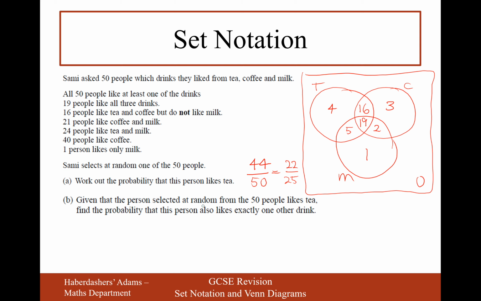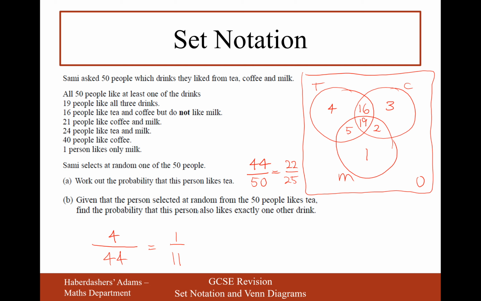Given the person selected at random from the 50 people likes tea, so we're given that they like tea, so that's we're out of 44 now. Find the probability this person also likes exactly one drink. So that must mean they only like tea. Therefore they only must like tea. So it's 4 out of 44, so 1 out of 11.